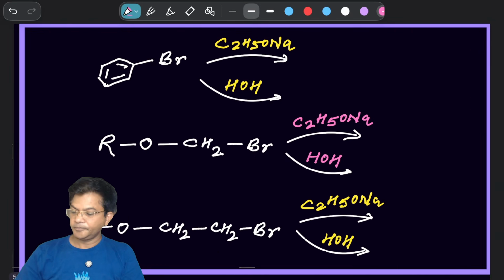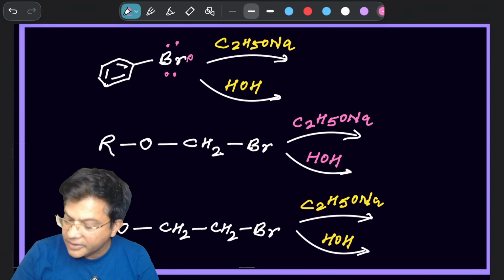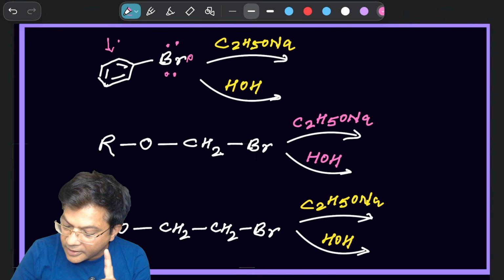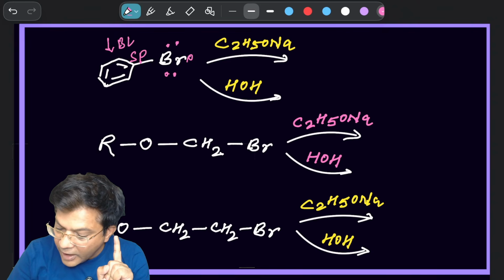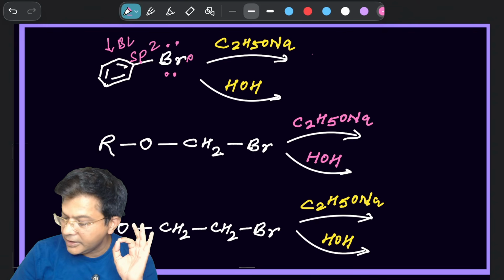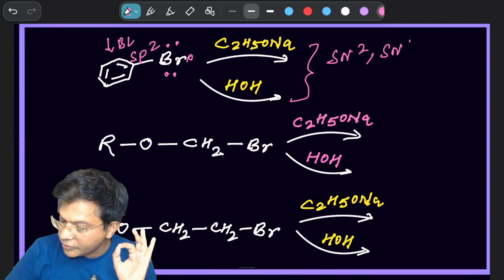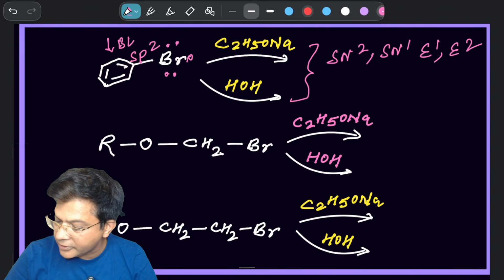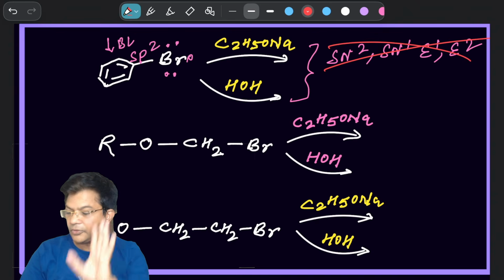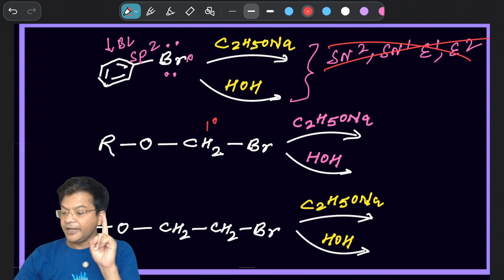Now if you see this halobenzene, its lone pair is doing resonance with this benzene, that's why its bond length decreases by 8 picometer, and it is attached to sp2 hybridized carbon. It will not leave. So neither SN1 nor SN2 nor even E2, nothing. It will not show any reaction at room temperature. No reaction at room temperature.